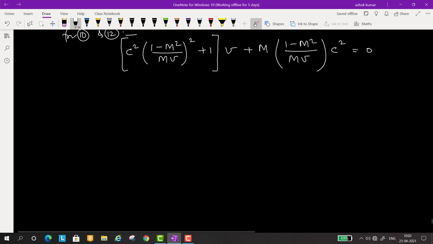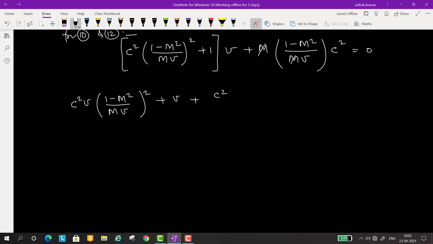So this article is very important, but it contains a lot of mathematics. So be patient. धीरे धीरे सॉल्व करना है, गलती होने के चांस काफी ज्यादा है. So it will be c square v, 1 minus m square upon mv plus v. So m cancel हो गया. c square by v, 1 minus m square, it is equal to 0.